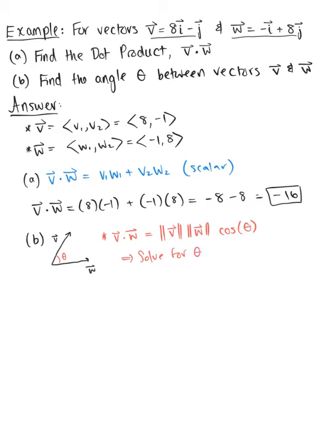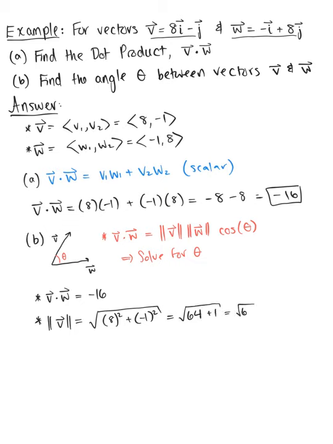So here I'm going to calculate the necessary components first. So we already know from part A here that vector v dot vector w is equal to negative 16. We're also going to need the magnitude of vector v, so that's the length here. So we have the square root of 8 squared plus negative 1 squared, all under the square root. And we have the square root of 64 plus 1, which gives us the square root of 65. And there's no perfect squares within that radicand, within the factors of 65, so we can leave it as it is.